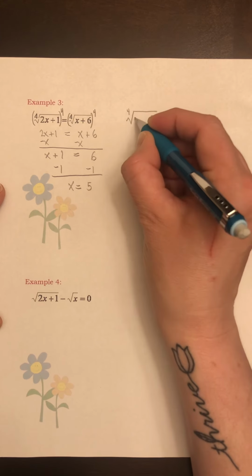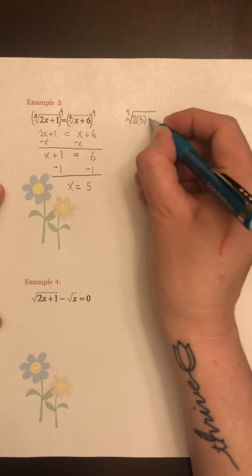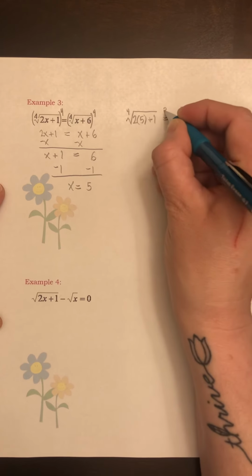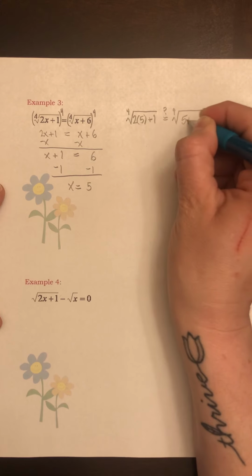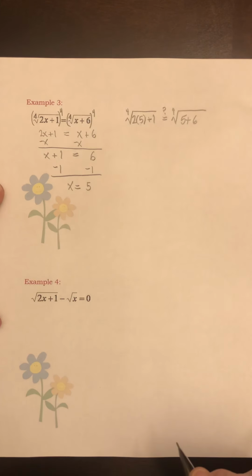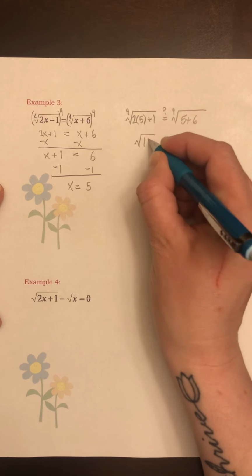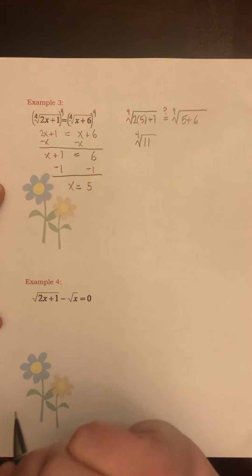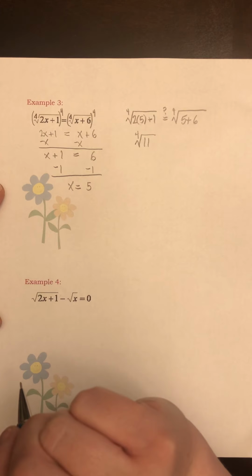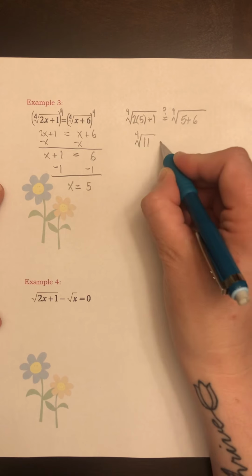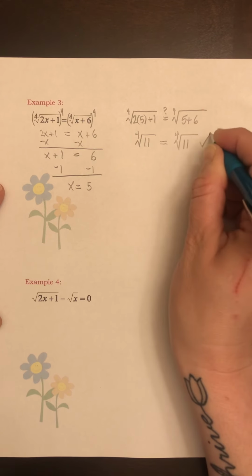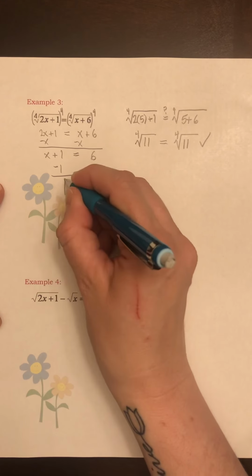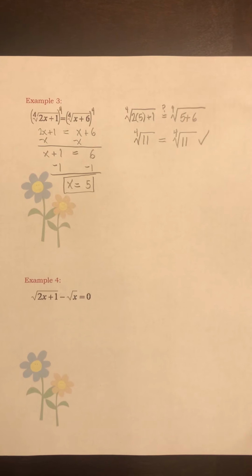So I have the 4th root of 2 times 5 plus 1. Does it equal the 4th root of 5 plus 6? Okay, on the left-hand side, 2 times 5 is 10. 10 plus 1 is 11. Well, there's not a 4th root of 11 that's going to be a nice number, so I'm going to leave it that way. On the other side, 5 plus 6 is 11. So again, I get the 4th root of 11, and that would make sense. So x equals 5 is a solution that works.